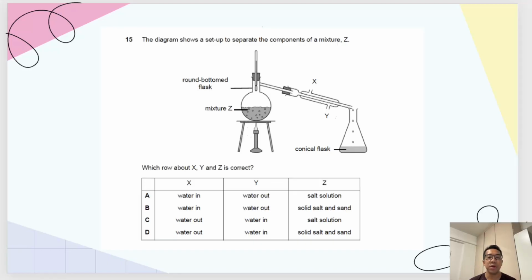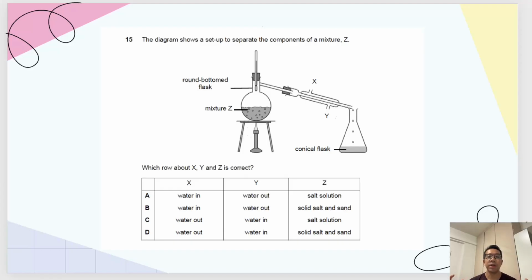For simple distillation, what you need to know is that one of the components in the mixture needs to be a liquid. If none of the components of the mixture Z is a liquid, no filtrate will be captured in the conical flask as seen in the picture listed here. So therefore your only viable options for this question is either A or C. It is not possible for you to separate out a mixture of sand and salt via simple distillation.